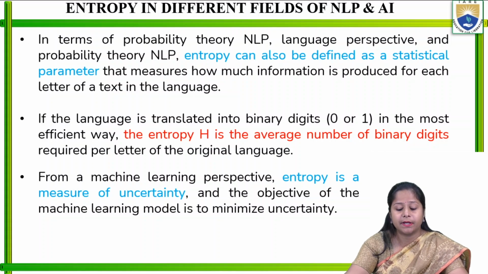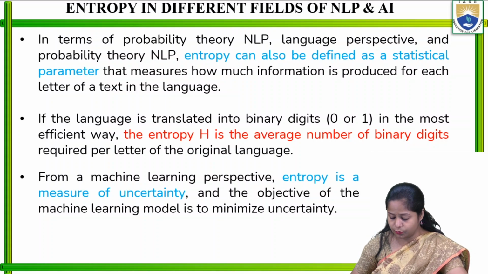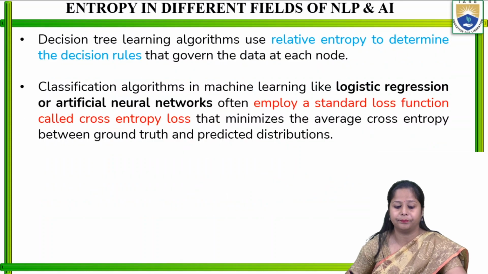From a machine learning perspective, entropy is a measure of uncertainty. So we can say these two definitions are there for perplexity and entropy. And the objective of a machine learning model is to minimize the uncertainty. So in these two cases, the entropy will work.